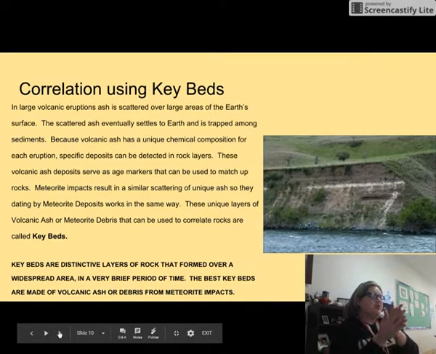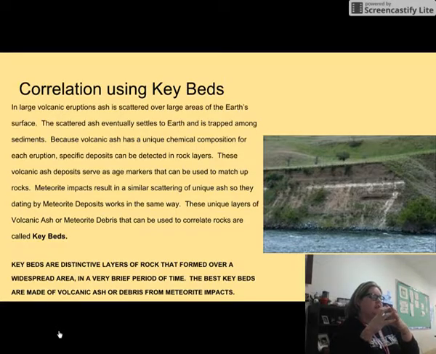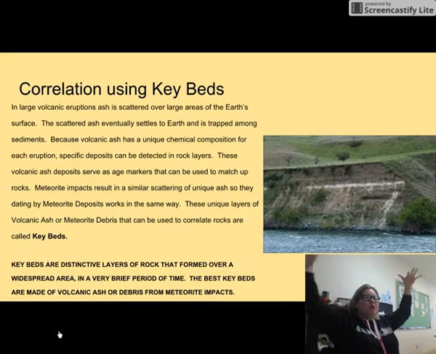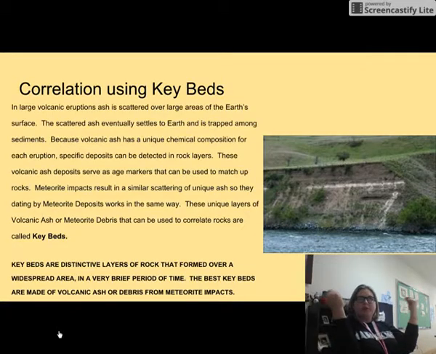The next one is correlation using key beds. And key beds are distinctive layers of rock that form over widespread areas for a very brief part of time. So imagine if we had a meteorite impact that made a huge crater and then created all of that dust that came with it. That's going to be over a great big area, but it's just going to be this little thin layer. So we can start to match up those little thin layers over big areas. We can also use this if there was a lava flow, or a big volcanic eruption.